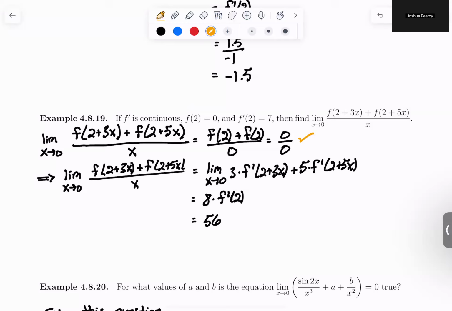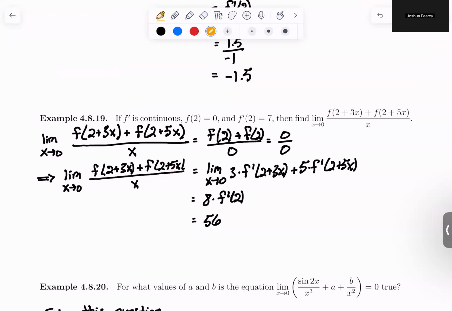When I take the derivative of f of 2 plus 3x, this ends up being 3 times f prime of 2 plus 3x because it uses the chain rule and multiplies by this coefficient of x here. And the same thing here. Here was a coefficient of 5, so that 5 comes out front, and I'm multiplying by the derivative evaluated at the same input, so 2 plus 5x on that second term.